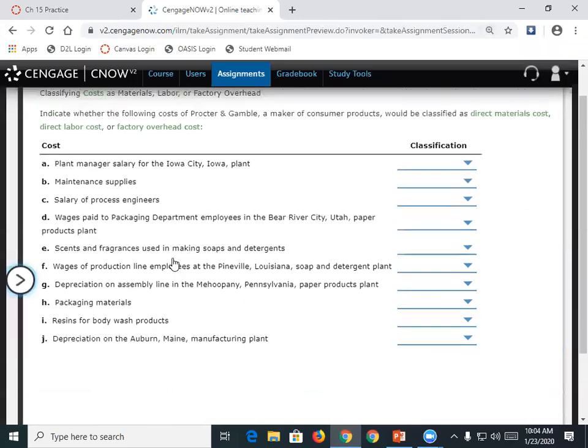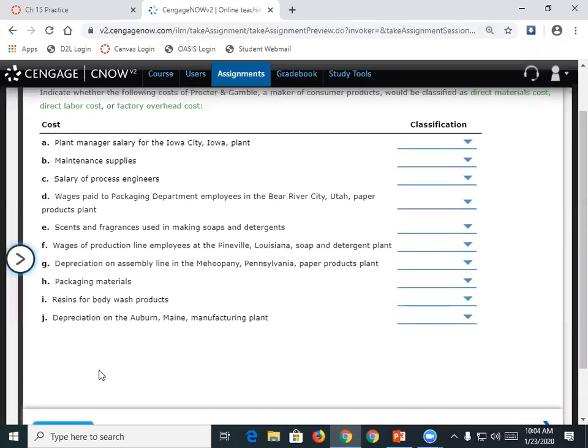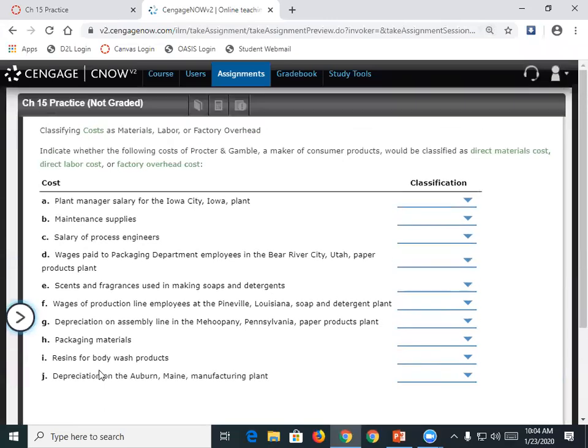Okay, so this one just gives us a list of different costs associated with a product. This is for Procter & Gamble. They're making consumer products. So we just want to classify each as direct materials, direct labor, or factory overhead. These are all product costs. Direct materials, direct labor, and factory overhead are all product costs, but we want to classify them. So part A says the plant manager salary for the plant. Is that direct materials, direct labor, or overhead? Overhead. Very good.